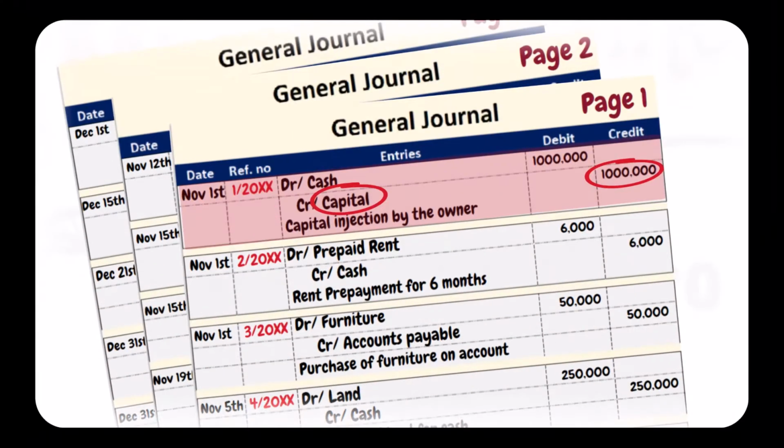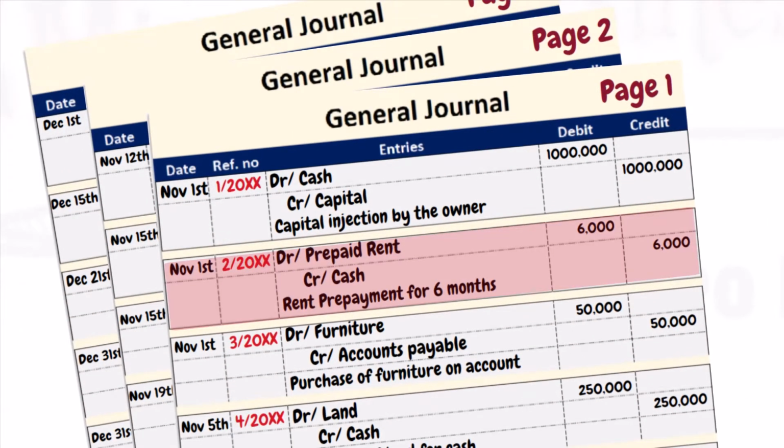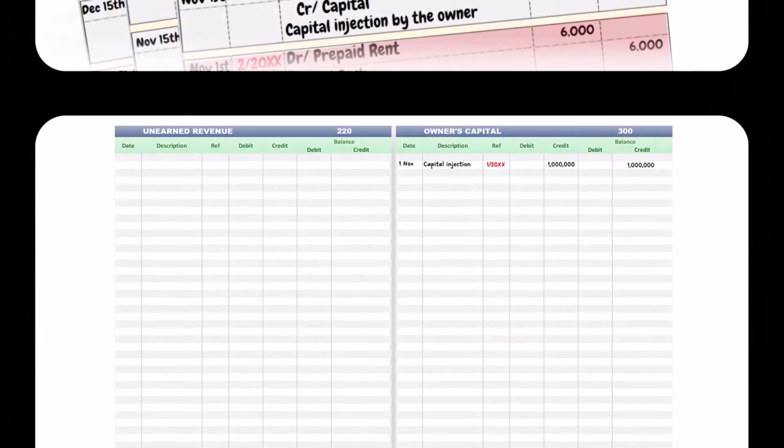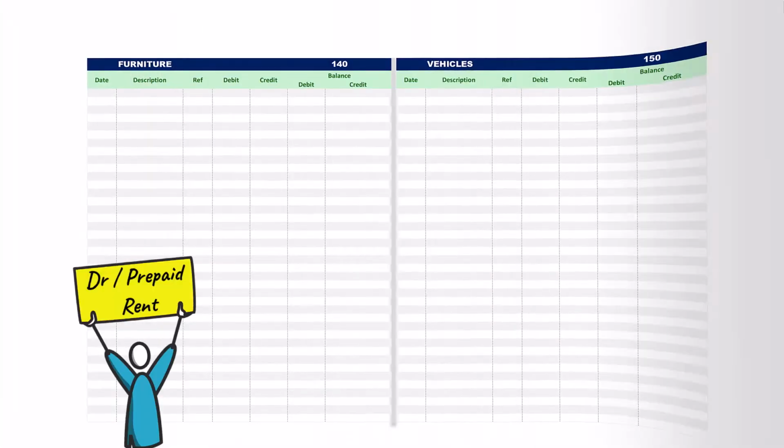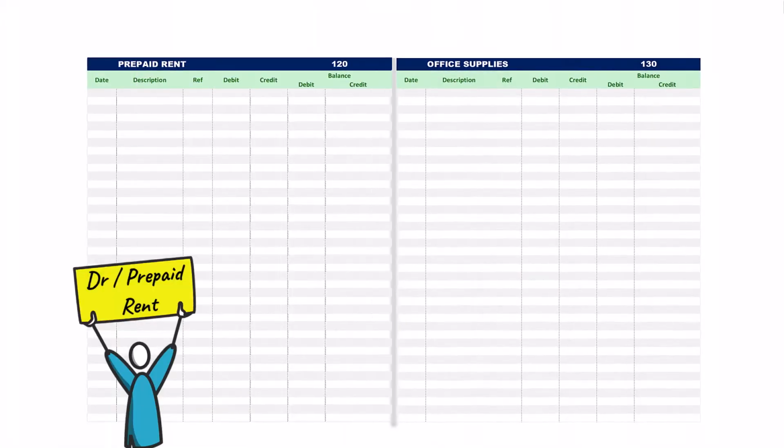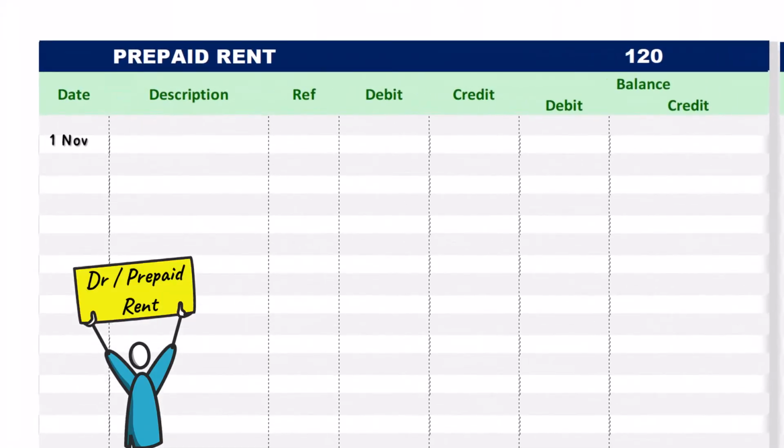Let us post another entry. In the second entry, prepaid rent was debited with 6,000, and cash was credited with the same figure. So let us flip to the page of prepaid rent. Write the date of the transaction and the description, the amount of the transaction, 6,000 in the debit column, then the balance of the prepaid rent account, which is a debit balance of 6,000. And this is the reference number for the journal entry.